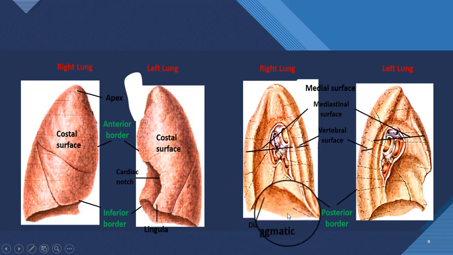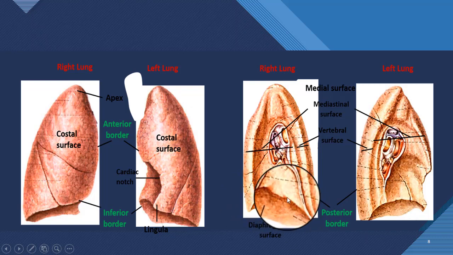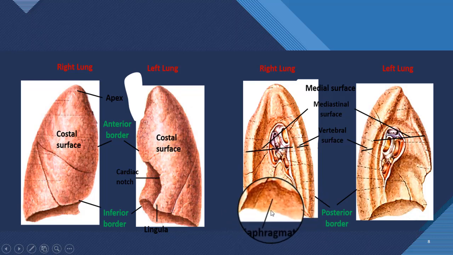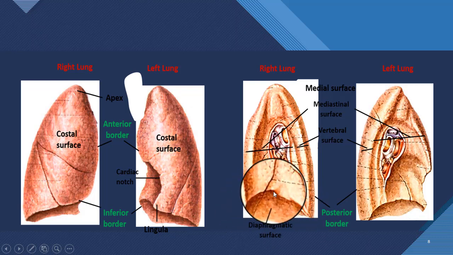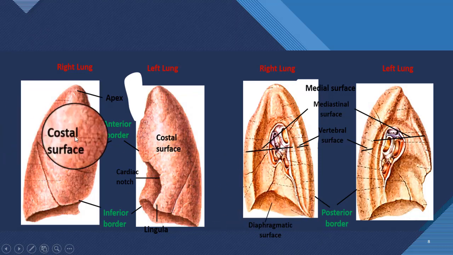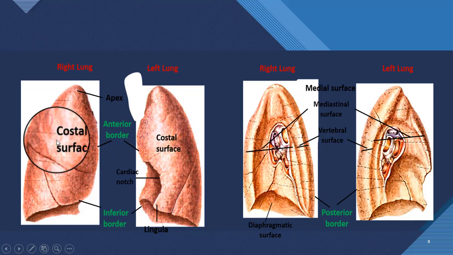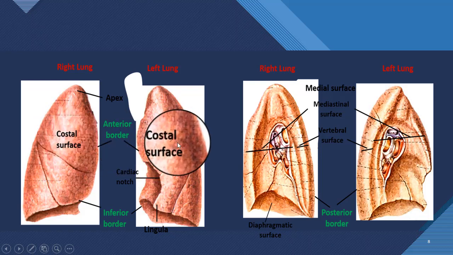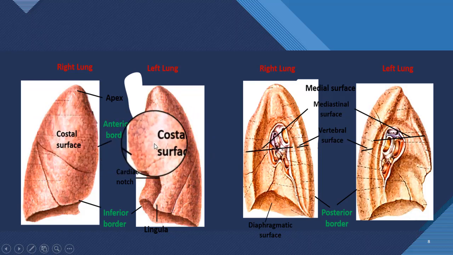This concavity is deeper in the right lung due to the higher position of the right dome overlying the liver. Now the third surface, that is the costal surface. The costal surface is smooth and convex. It faces the internal surface of the chest wall, and it is related to the costal pleura, which separates it from the ribs and the innermost intercostal muscles.